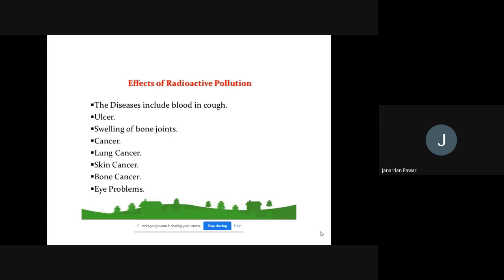In cancer, there are different types we may face or suffer from, like lung cancer, skin cancer, bone cancer, and eye problems that we get. So this is for the effects of radioactive pollution.